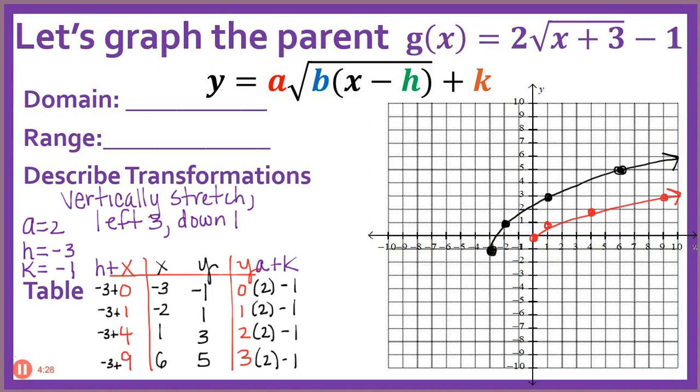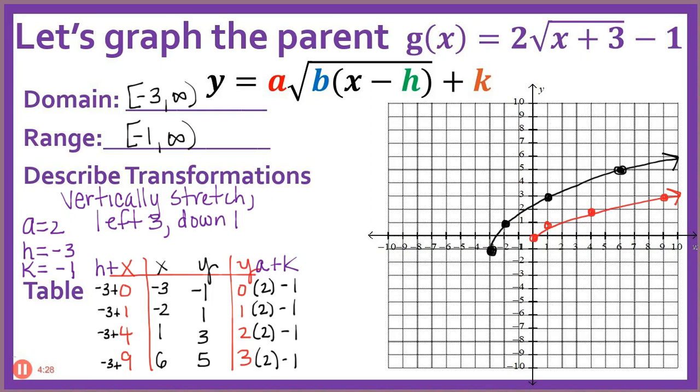So when I'm looking at my x values, my new lowest number is negative 3. This function is going to begin at x equals negative 3 and then increase towards infinity. So we have bracket negative 3 to infinity. But our y values start at negative 1. So our range will be negative 1 to infinity.